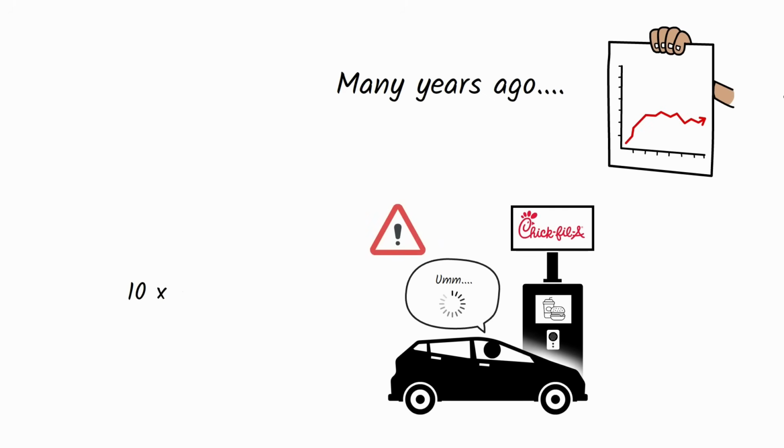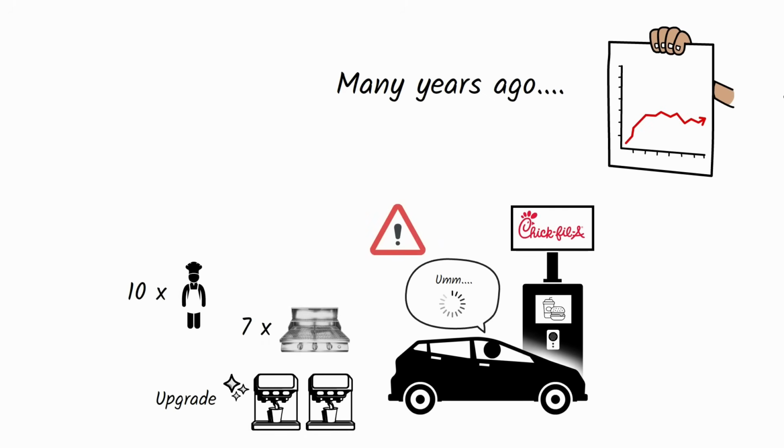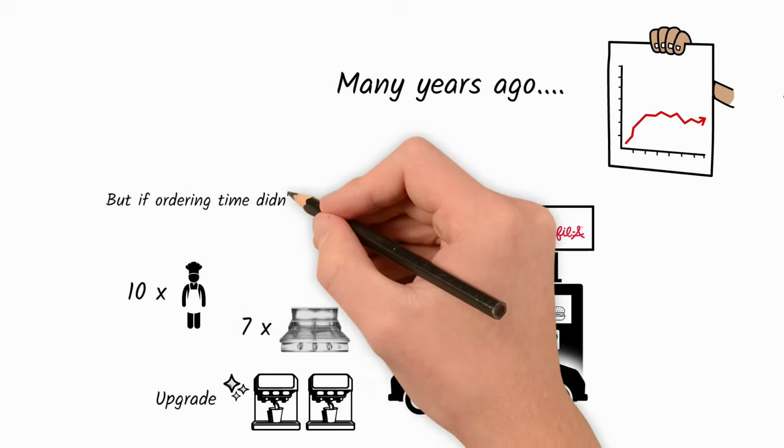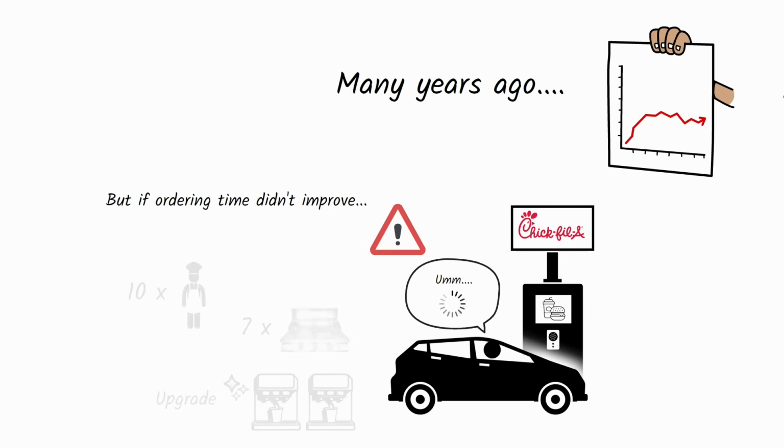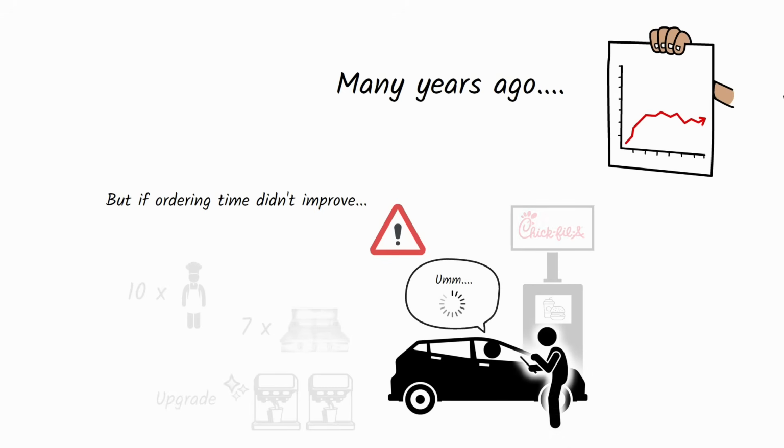They could hire 10 cooks, install 7 new grills, and upgrade to cutting-edge beverage dispensers. But if customers didn't get their order to the staff quicker, none of those investments would matter. So Chick-fil-A experimented with different methods and found that placing staff outside with mobile ordering devices radically sped up orders.